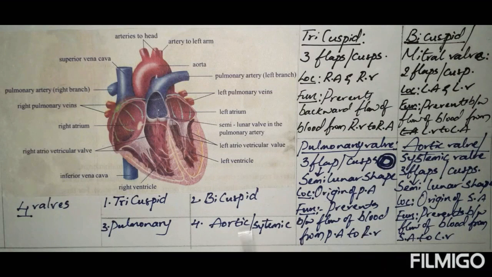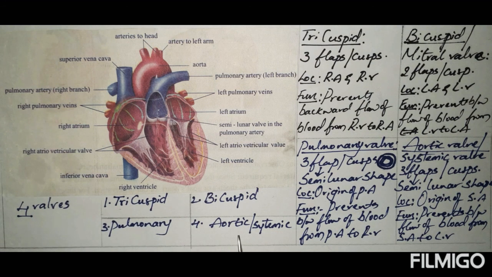Let me sum up this session. Human heart consists of 4 valves: tricuspid, bicuspid, pulmonary, aortic or systemic valve. Tricuspid and bicuspid valves are located in between the auricles and ventricles. Hence, these 2 valves are known as AV valves. A stands for auricles, V stands for ventricle. As they are located in between these 2 chambers, tricuspid and bicuspid valves are known as AV valves.